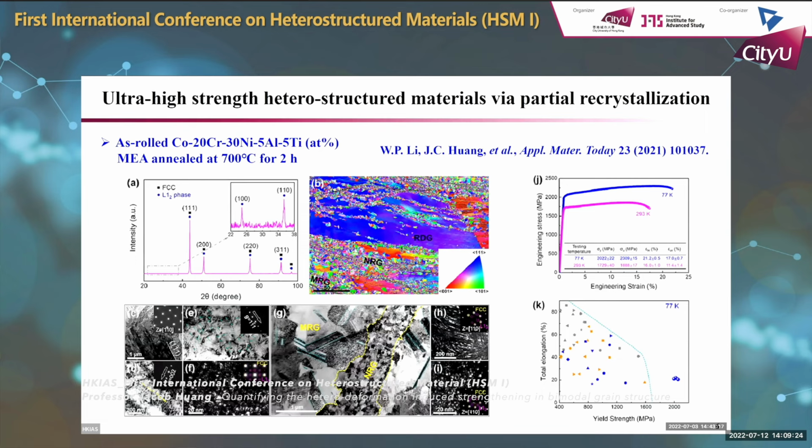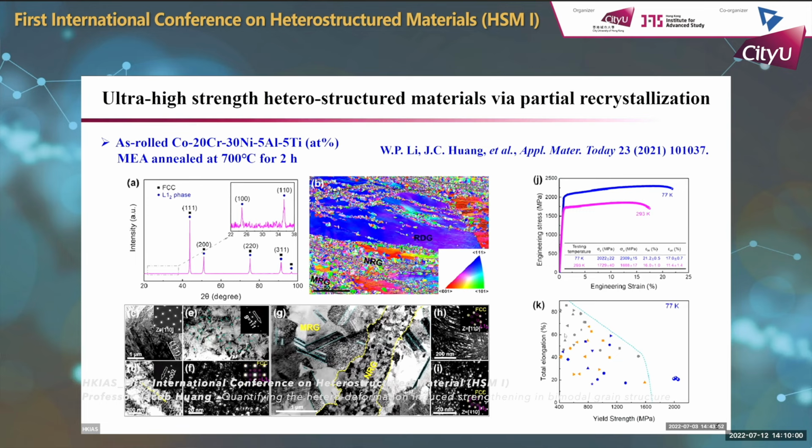Another work of ours, reported in Applied Materials Today in 2021, adopted a similar idea, showing that the partially recrystallized grain structure and the L12 precipitation can be simultaneously introduced to form a heterogeneous microstructure, as shown by these EBSD or TEM micrographs here.